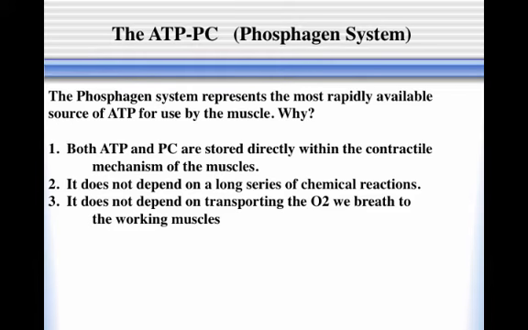Oftentimes, lactic acid gets blamed for sore muscles, when really it is a naturally occurring part of anaerobic glycolysis. The sports that utilize this system are any that require exercise at high intensities for 1 to 3 minutes.